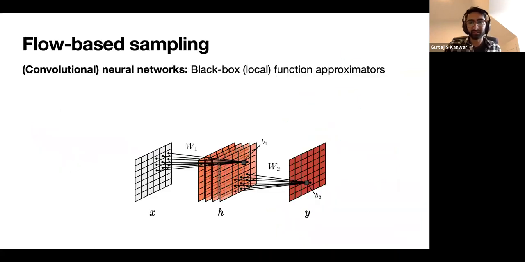Okay, so unless there are further questions, let me plow forward and give a few details on this flow-based sampling approach. As mentioned previously, we start with convolutional neural networks, and just think of them as black box function approximators that enact some local function on a lattice. The fact that it's convolutional just means it's a local function that applies the same everywhere, regardless of the base site X that we're looking at.